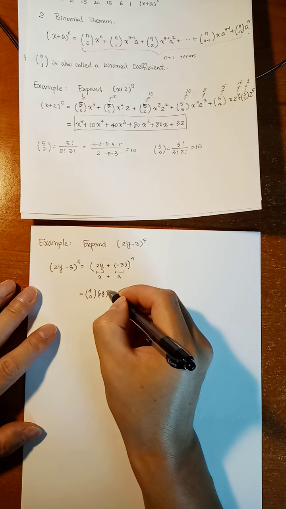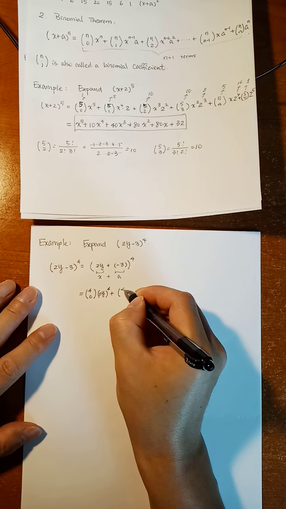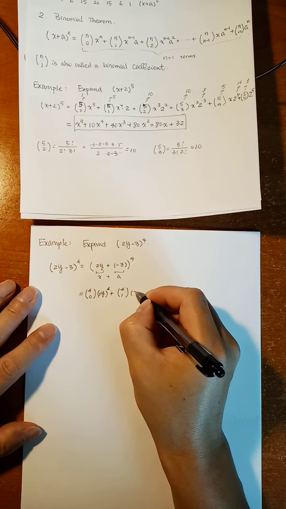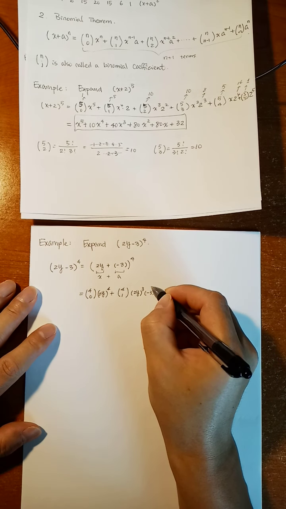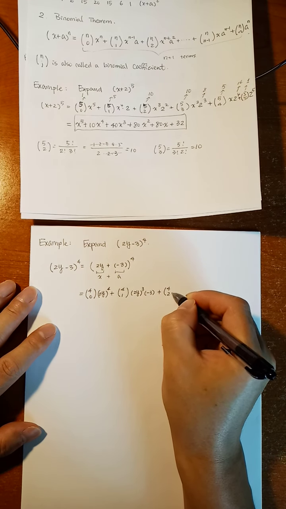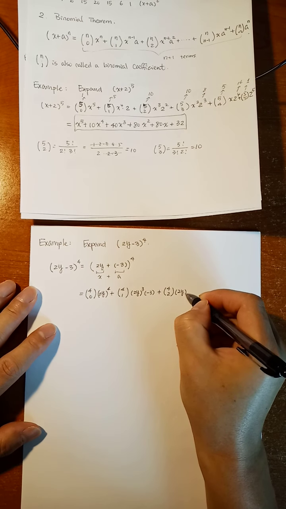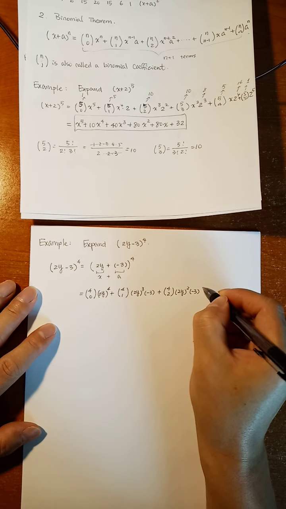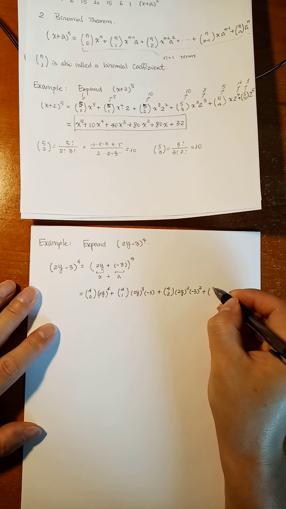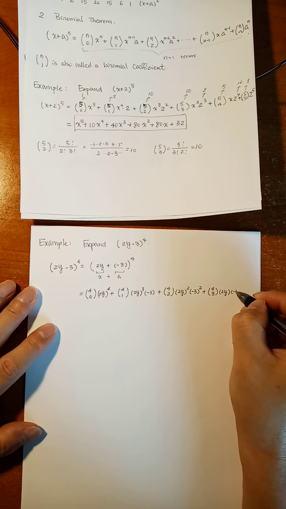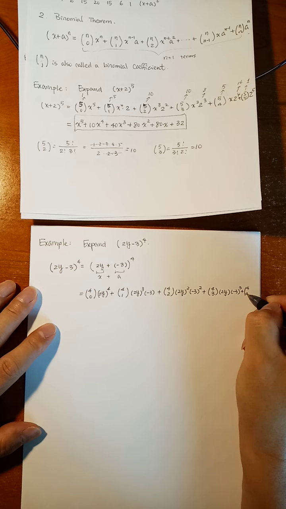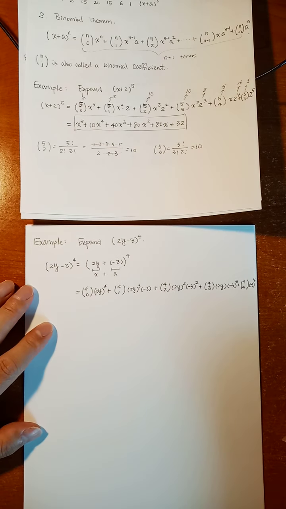Once you have them, you get 4 choose 0, 2y, the whole thing to the 4th power. 4 choose 1, 2y cubed, a, negative 3 to the first power. 4 choose 2, 2y squared, negative 3 squared. 4 choose 3, 2y, and negative 3 cubed, and plus 4 choose 4, negative 3 to the fourth power.